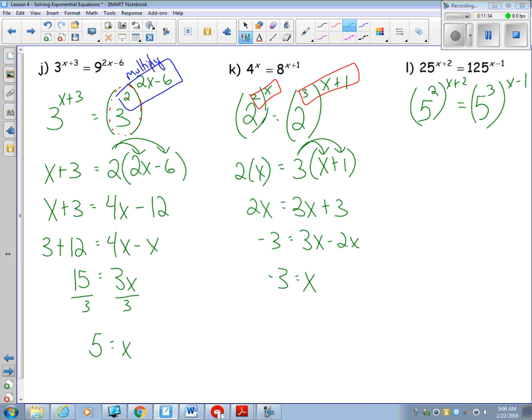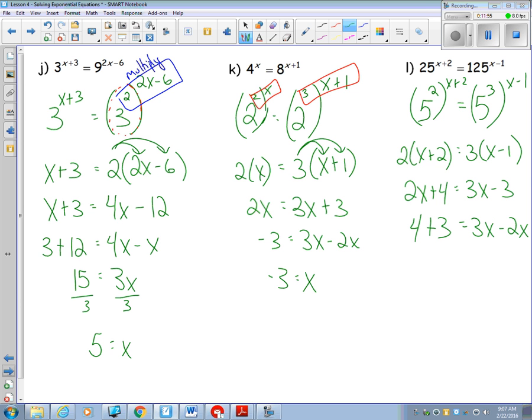Okay, so I made them both into the same kinds of bases. I got powers of powers, so I need to multiply. I'm going to write that out as multiplying. Okay. And then I'm going to expand my brackets. 2x plus 4, 3x minus 3. I'm going to rearrange it so numbers on one side, letters on the other. When I cross the equal sign, make sure to do the opposite. 4 plus 3 is 7. 3x minus 2x is x. Okay, I've solved it. x is 7.